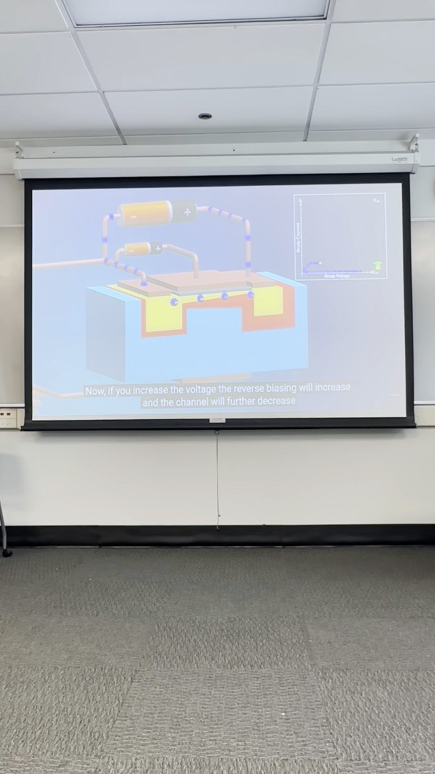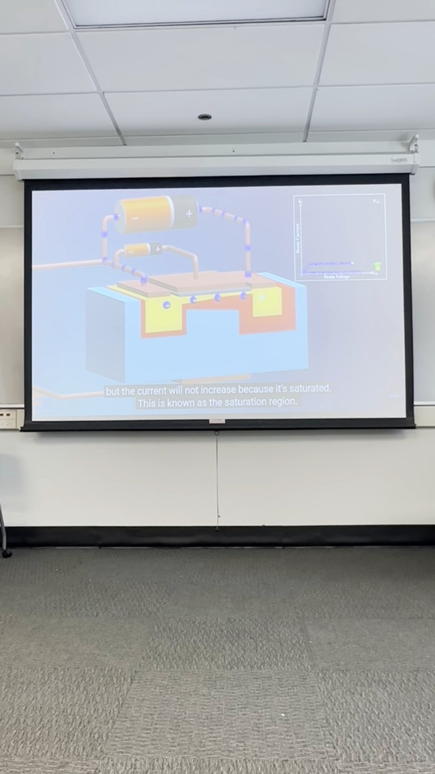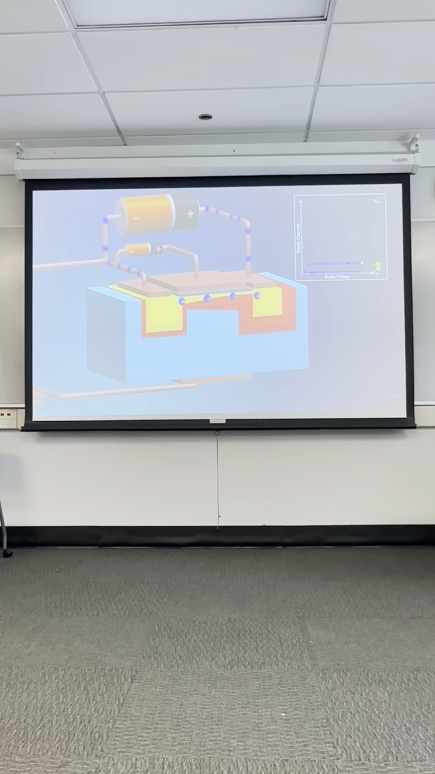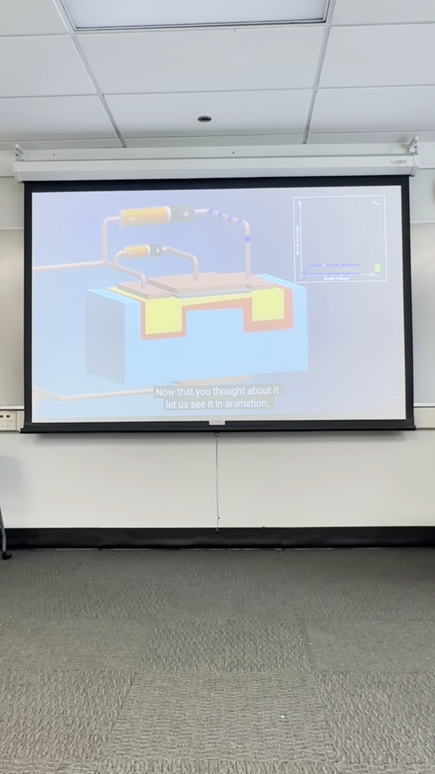Now if you increase the voltage, the reverse biasing will increase and the channel will further decrease, but the current will not increase because it's saturated. This is known as the saturation region. But if you still want to increase the current in the MOSFET, how will you do it? Now that you've thought about it, let us see it in animation.